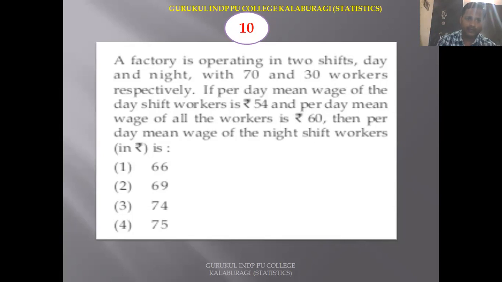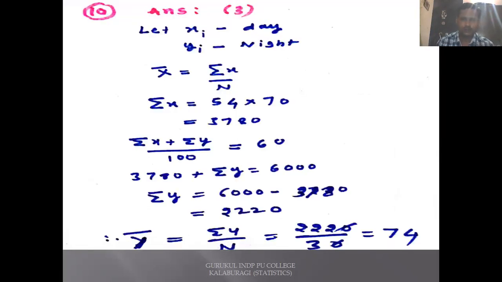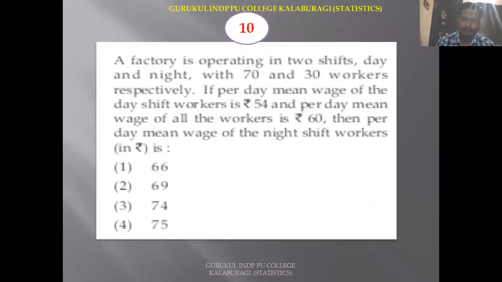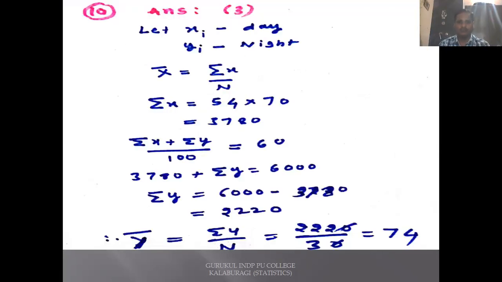So we will take a factory operating 2 shifts. Let us take xi as the day shift workers and yi as the night shift workers. So the mean wage of day shift workers will be x bar, that is summation of x divided by n. So summation of x is needed. Here the number of day shift workers will be 70. Its mean is given as 54. So summation of x is equal to 54 into 70. That gives 3780. This is the sum for the day shift workers.